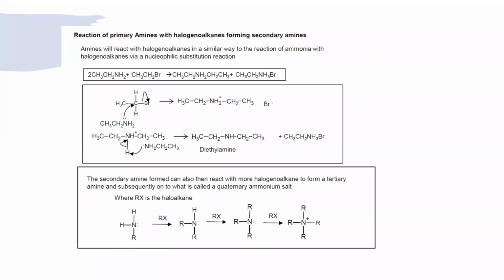Next, the reactions of primary amine with halogen alkane. As a result, they can form a secondary amine. So amine will react with halogen alkane in a similar way to the reaction of ammonia with halogen alkane. It's a nucleophilic substitution reaction. If you remember, you did this in AS chemistry.